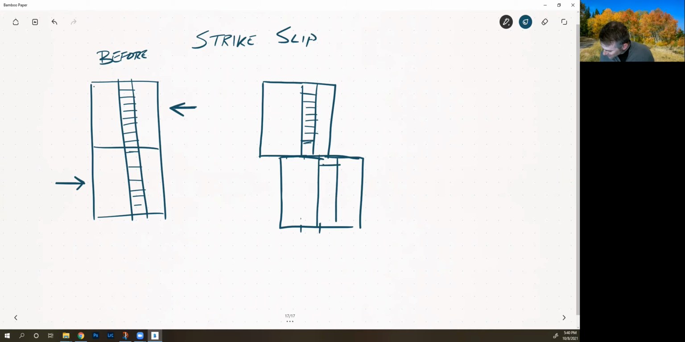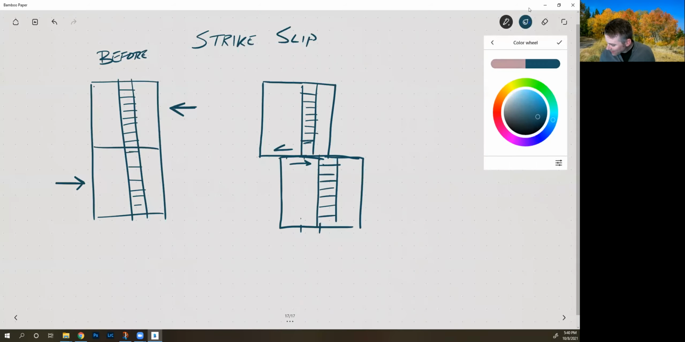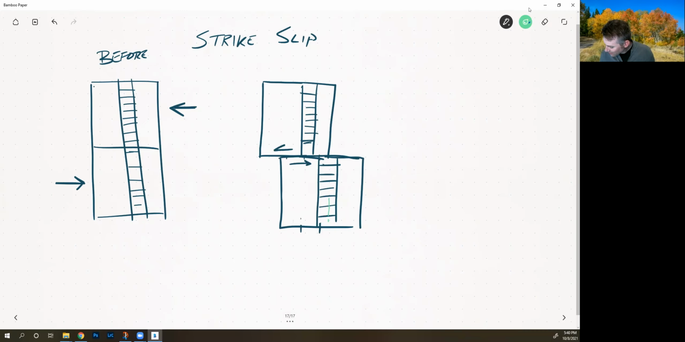All right. So we'll pretend they started out together. Now they're offset. And what we call this then is after this motion, if this one's going that way and this part's going this way, if I start on my train track path here, and I go up to the fault and go across the fault, I have to turn to my left. And so we would call this a left lateral strike slip here. All right. So I'm just going to leave that at left lateral.